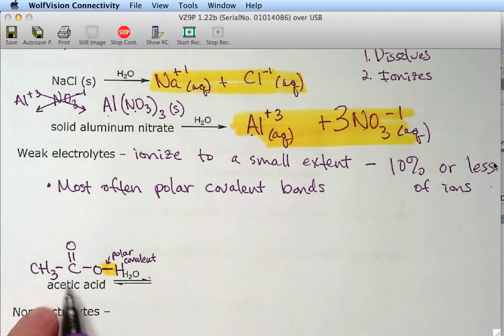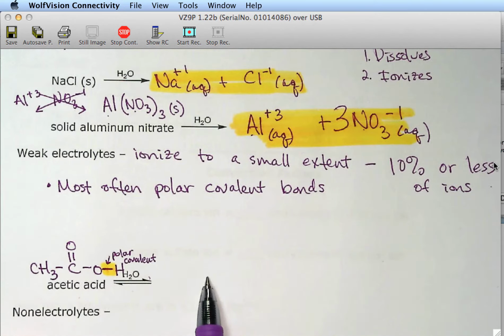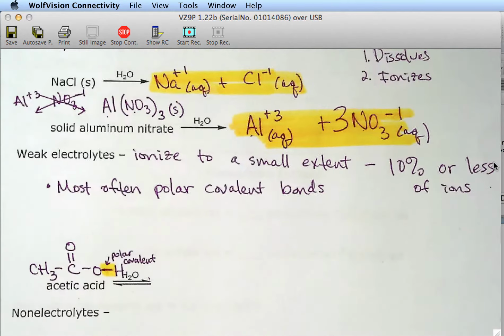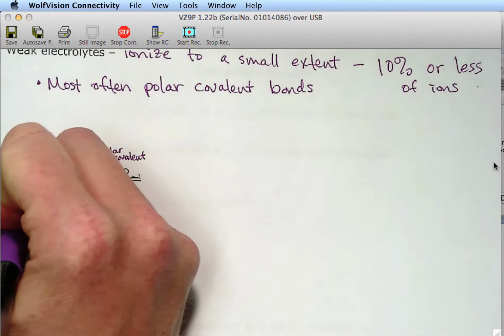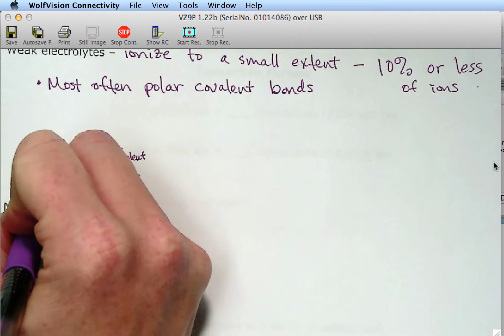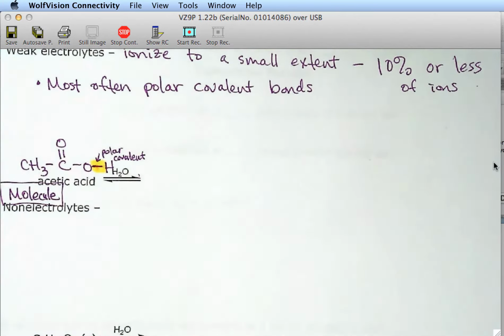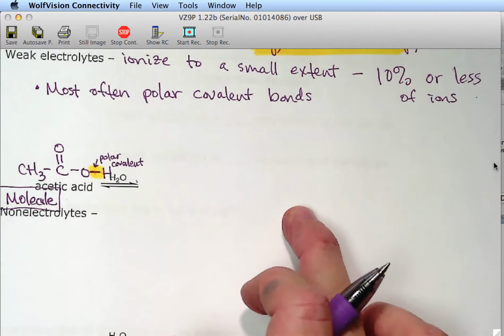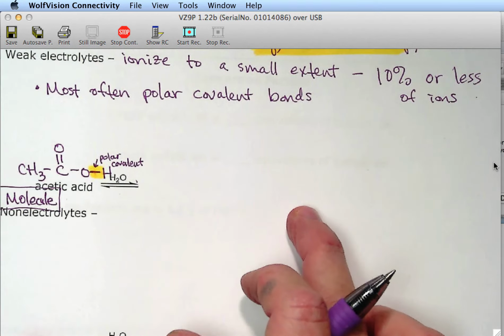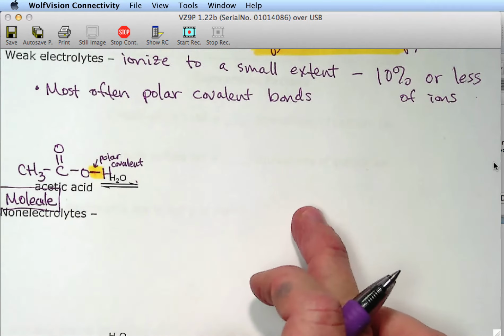So acetic acid's not quite sure whether it wants to be a molecule or whether it wants to be an ion. So right now, acetic acid on the left side of the reaction is a molecule. It has the choice of whether it wants to be a molecule or an ion. And a lot of the time, it wants to stay a molecule. Some of the time, it wants to be an ion.